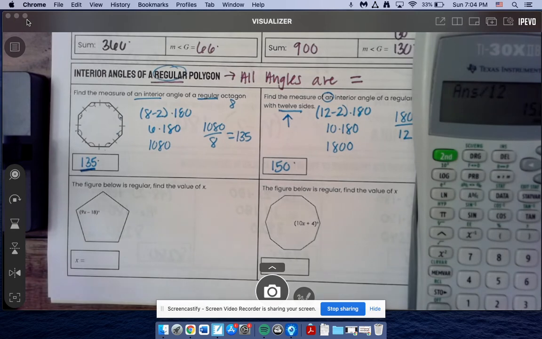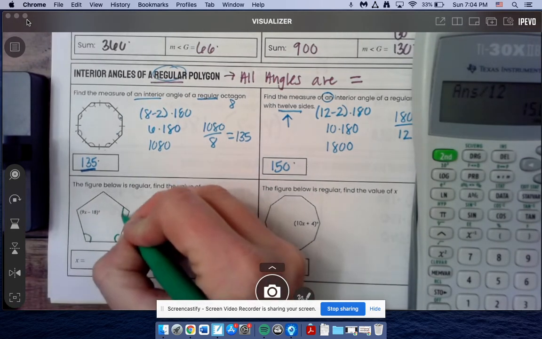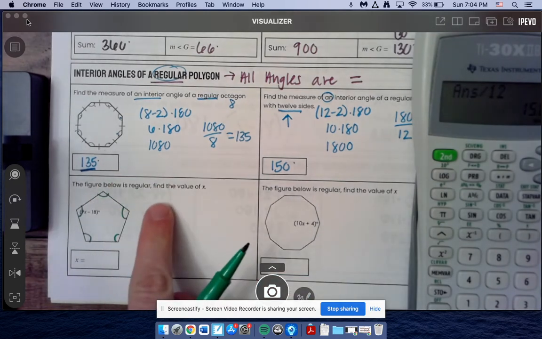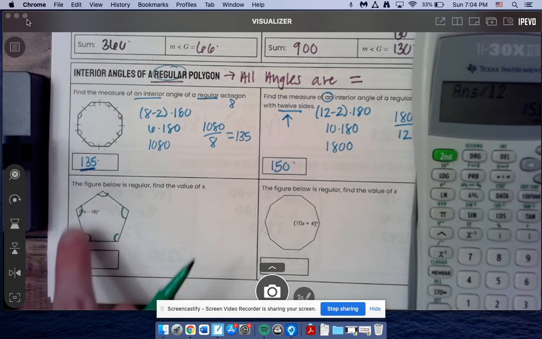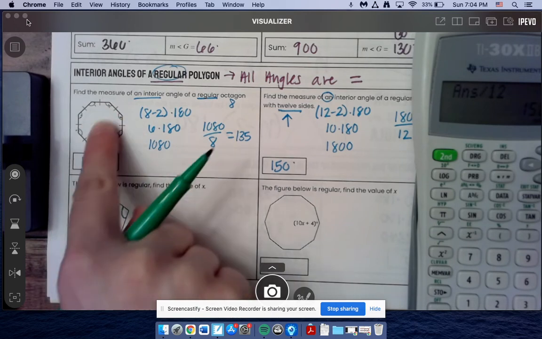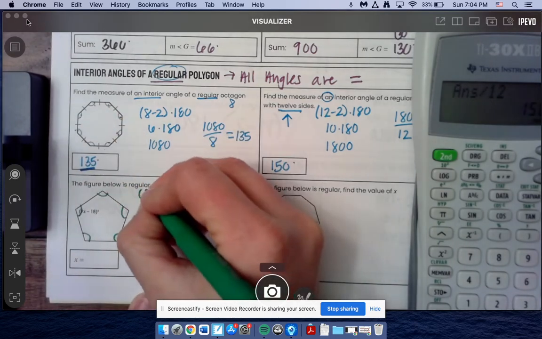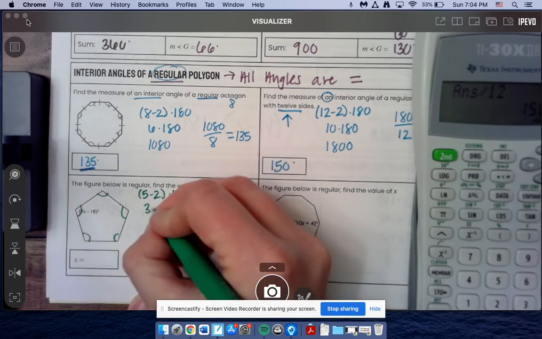Okay, same kind of thing. We're working with a regular polygon, so all of my angles in here are the same, okay? So it says the figure below is regular, find the value of x. Well, we first got to figure out, what does this angle measure, right? So it's kind of like this one, but then we're taking it one step further. So first we have a 5-sided figure. So figure out how many degrees are in a pentagon.